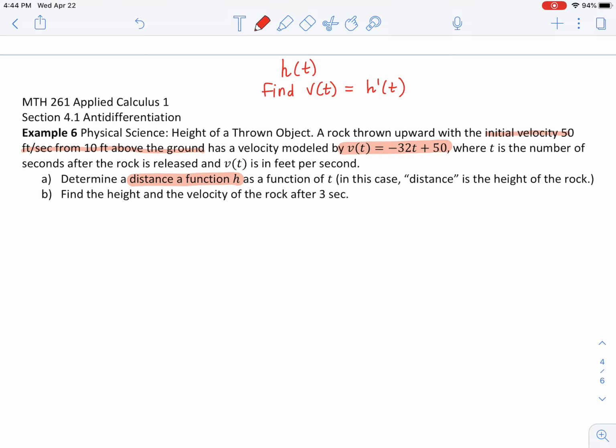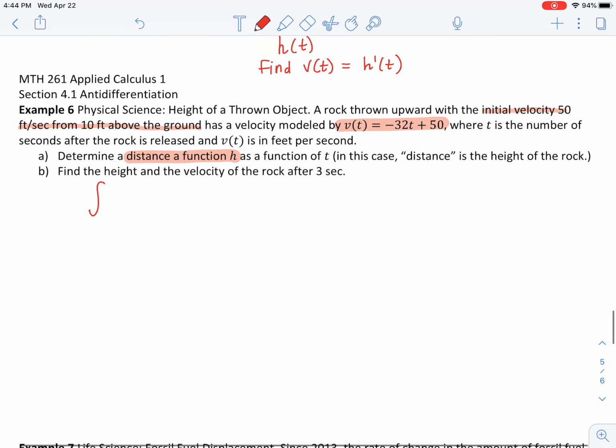So here's what they give you. They gave you the velocity function, and they're asking you to go backward, go in reverse, and find the distance function. So we're not taking the derivative of this v of t. If you take the derivative of v of t, you go to the acceleration function. They don't want that here. They want you to go backward. They're asking, what kind of function has a derivative of negative 32t plus 50? They're asking you to find the antiderivative.